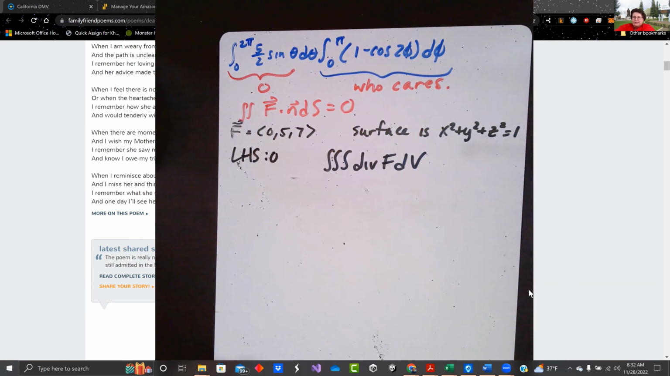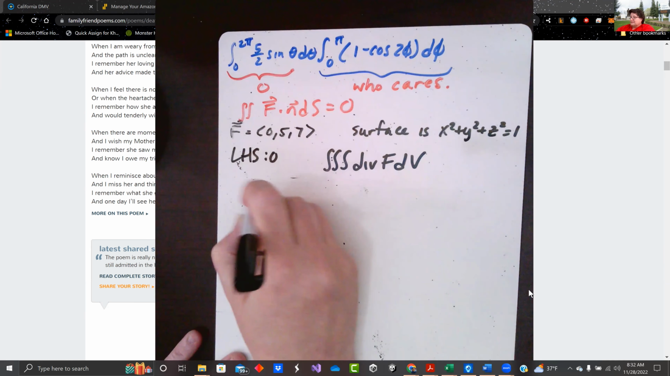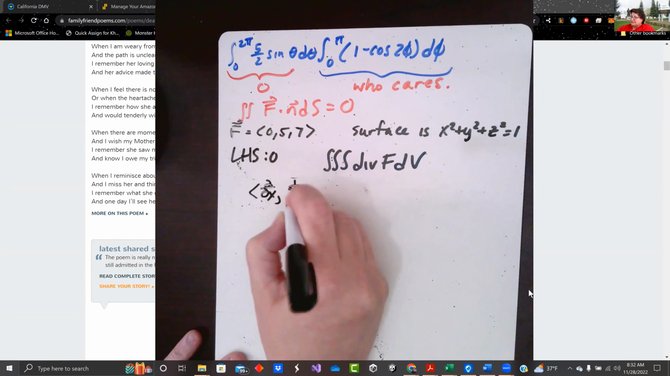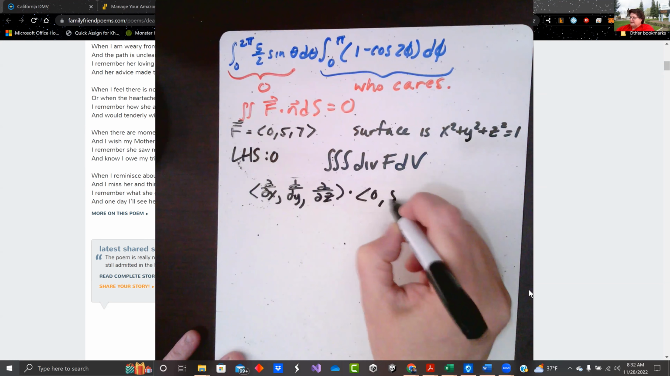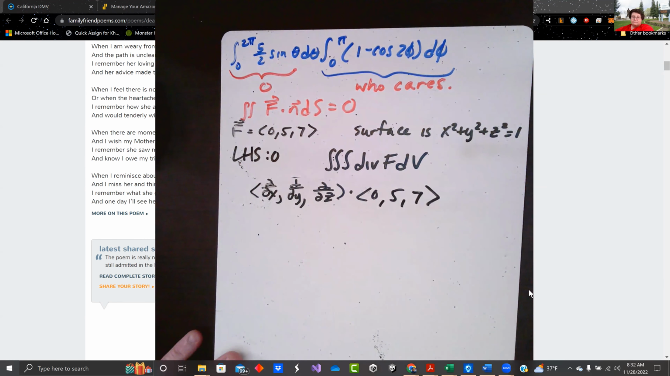And this is a really, really quick one if you're paying attention. You might be inclined to try to take the divergence of the surface, which you can't, it's not a vector, but you may think that. But really, it's the divergence of F: d/dx, d/dy, d/dz dotted with 0, 5, and 7. There are no variables in F, so the divergence is 0. That's div F.